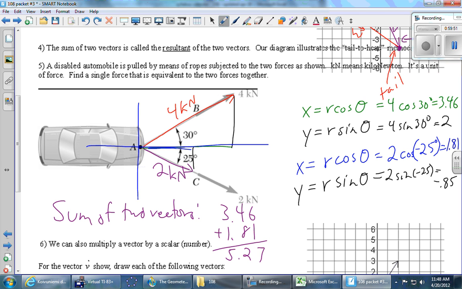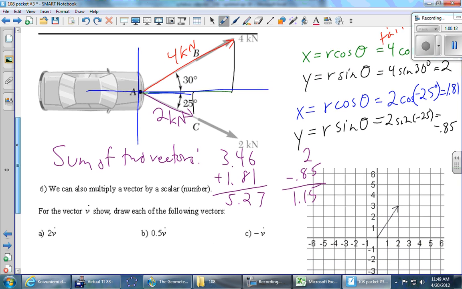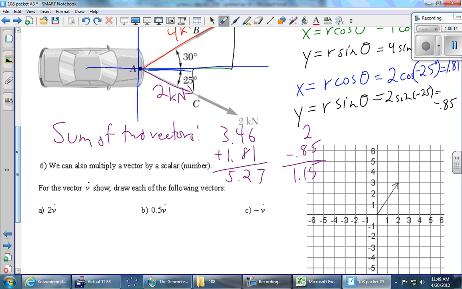And how about the vertical? What was the top part? 2. And the bottom one? Negative 0.85. And this says, what are they doing in terms of the vertical? Are they working together or not? One of them is trying to pull up, the other one is trying to pull down. The signs take care of it, but only if you included a negative for that 25 degrees. Make sure you put negatives if this thing is clockwise.